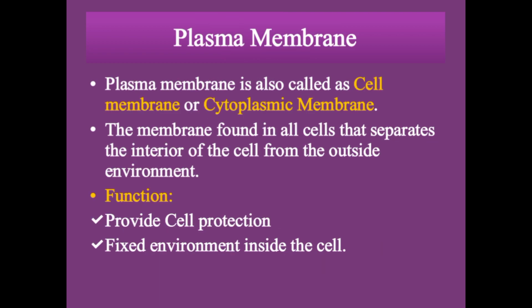Next one is the plasma membrane. The plasma membrane is also called the cell membrane or cytoplasmic membrane, because plasma is another term for the cytoplasm. The membrane is found in all cells and separates the interior of the cell from the outside environment. The plasma membrane provides protection for the cell. It also provides a fixed environment inside the cell.